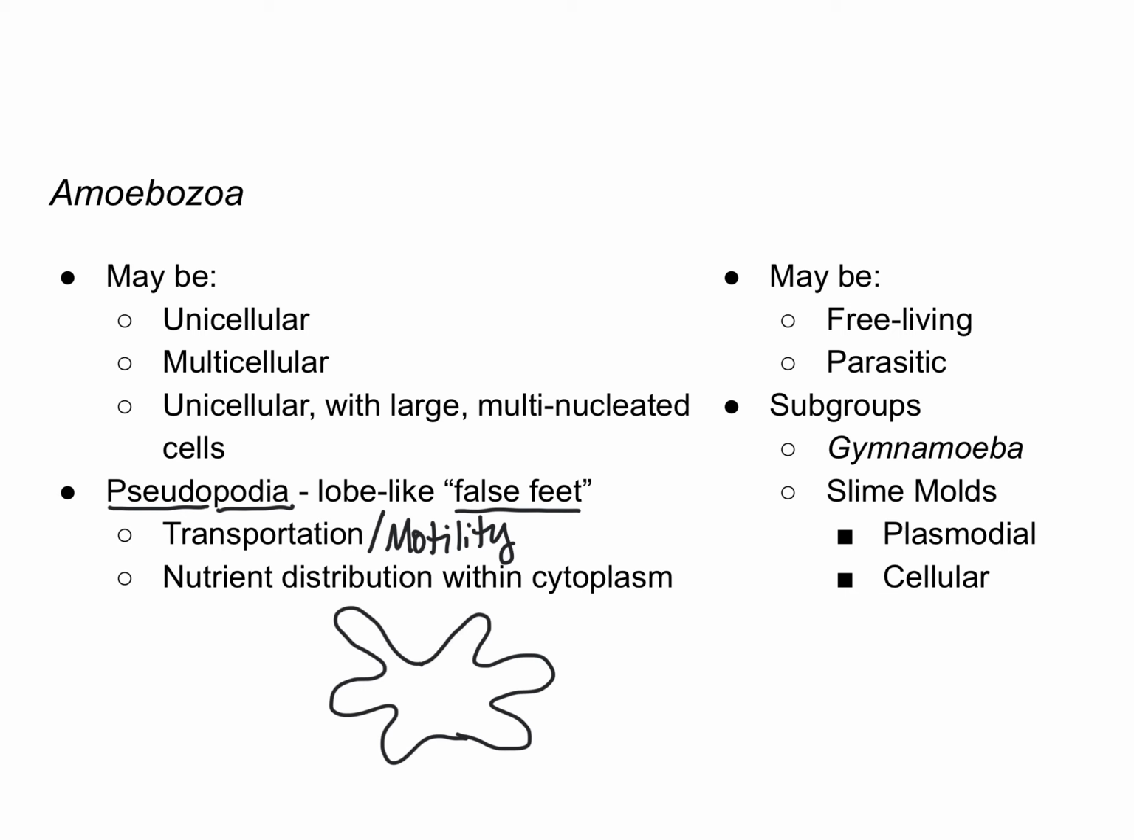Some Amoebozoa are free-living, whereas others are parasitic. And the subgroups we're going to talk about are the gymnamoeba, the plasmodial slime molds, and the cellular slime molds.